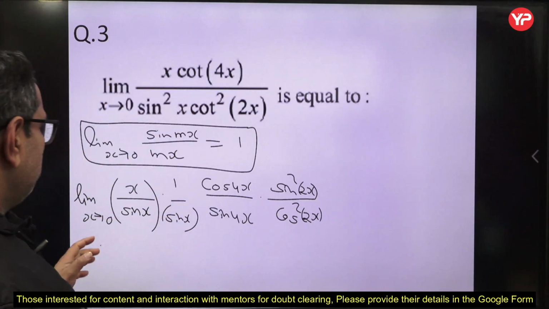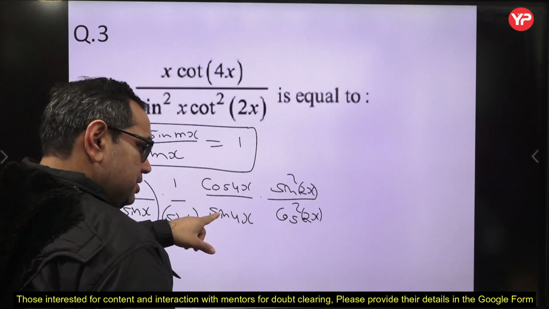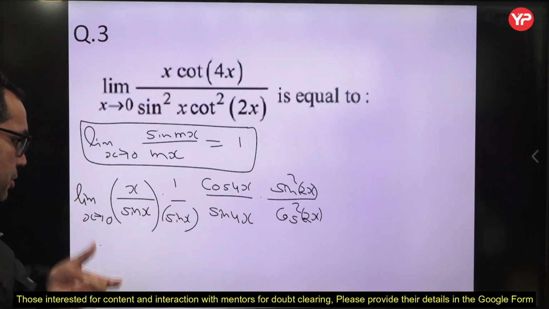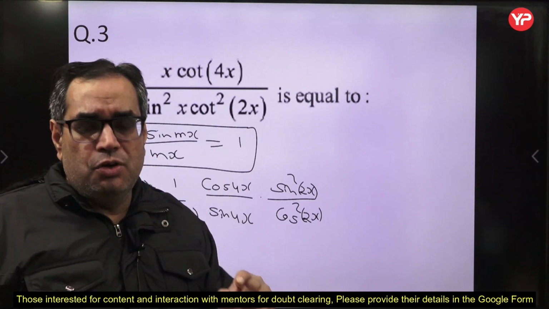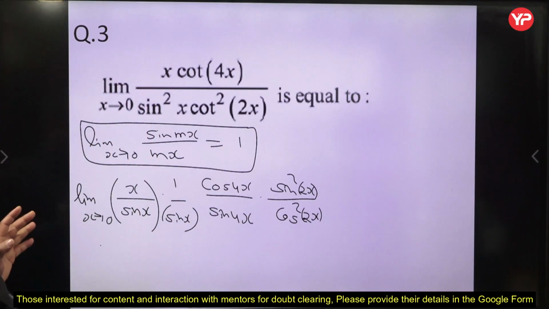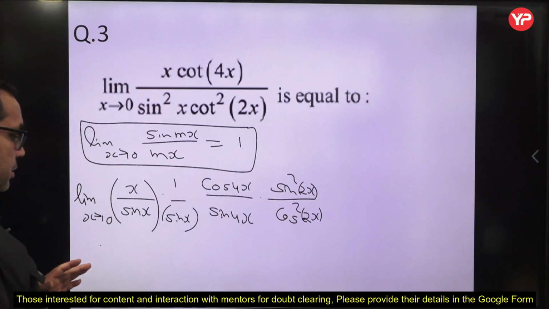So this is 1 and this cos 0 is 1, this is 1, but there sin 0 is 0. So if we are getting 0, then keep that. Don't put in the value of x if you are getting 0. So keep only those terms where you are getting 0 in numerator or denominator.